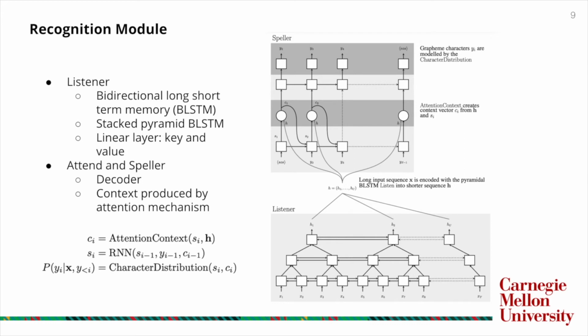The speller is an attention-based character decoder, which produces a probability distribution over character sequences. At every time step, the distribution for y is a function of the decoder state and the context. The context vector is produced by the attention mechanism. The decoder state is a function of the previous decoder state, the previously emitted character, and the previous context.